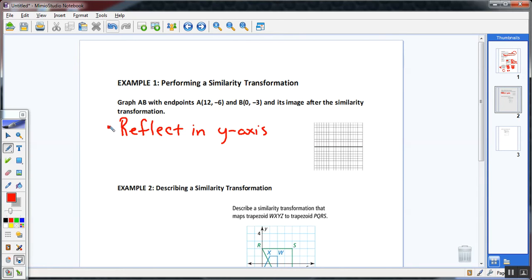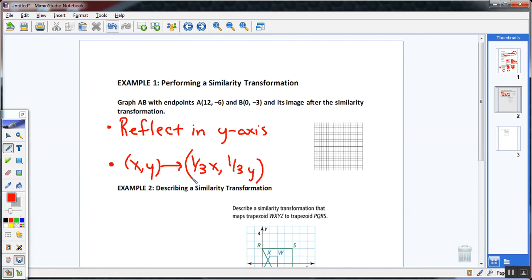And then the second movement we're going to make is dilate by 1/3. We're going to dilate this way. You can write the word dilate, but (x, y) is going to become (1/3 x, 1/3 y). So maybe without even graphing here, kids, we can use that chart to come up with the new points for this figure in the end.